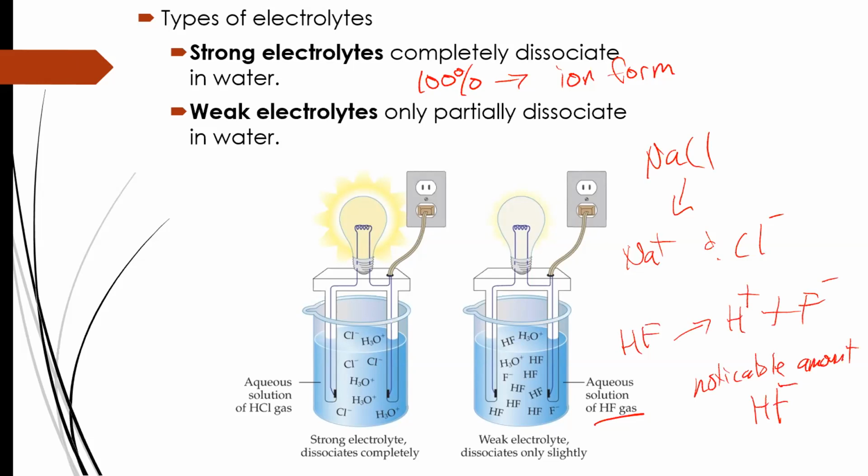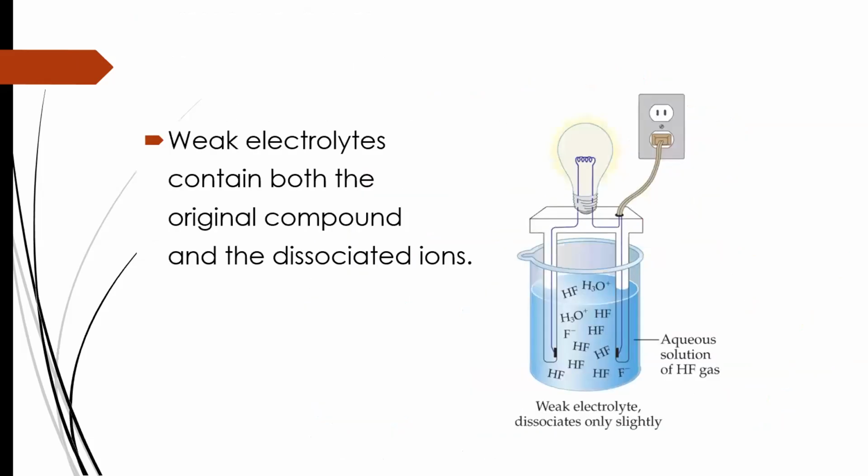If you have a strong electrolyte, you can safely assume everything's turning into ions. So you have none of that NaCl left. You can't find it anywhere. If you have a weak electrolyte, it means that yes, you do have some of the ions present, but you also have that HF present. So remember, weak electrolytes contain both the original compound and the ions.